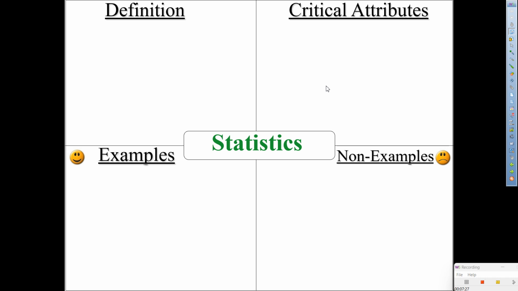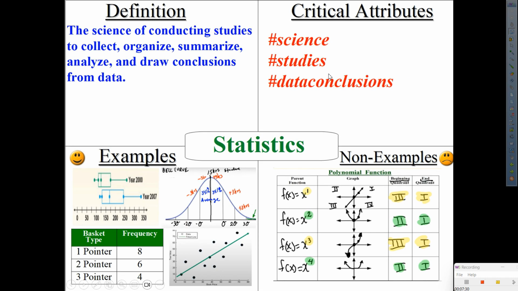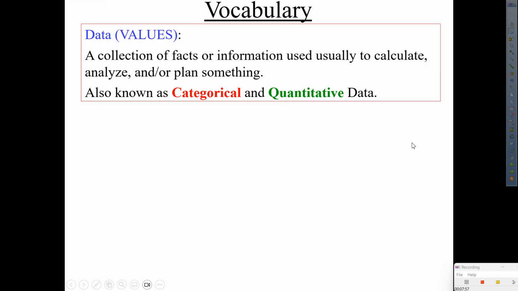Thank you. Did you type something like that? Yes. The science of conducting studies. And then you should have written somewhere collecting, organizing, summarizing, and all that. But at the end, I do want to see in the definition what is imperative? Conclusions. At the end, you have to come up with a conclusion once you are given a situation, because we're heading that way. All right? So we got that. So yesterday we talked about data values. Look up to the screen.